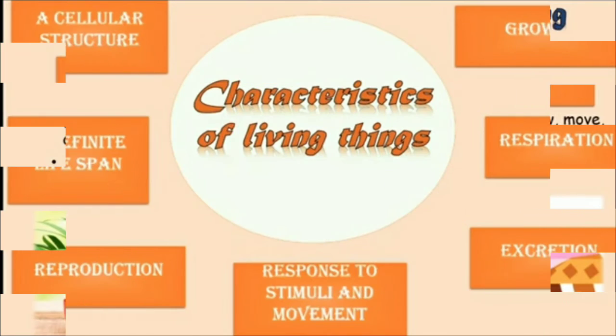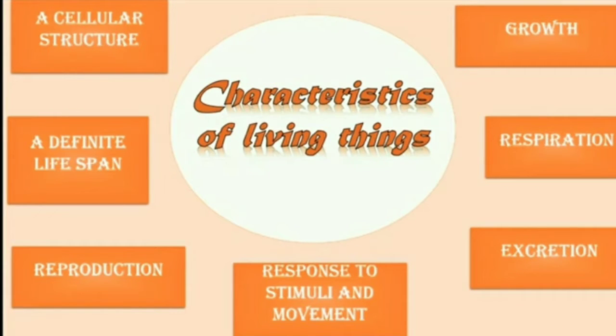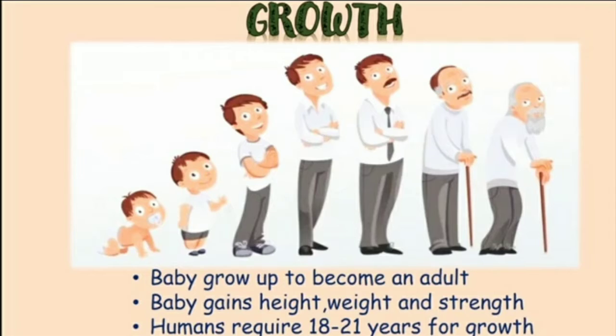The first characteristic of living things is growth, respiration, excretion, response to stimuli and movement, reproduction, a definite lifespan, and a cellular structure. So these are the characteristics of living things. So let us study these characteristics one by one. Okay? The first characteristic which we are going to study is growth.